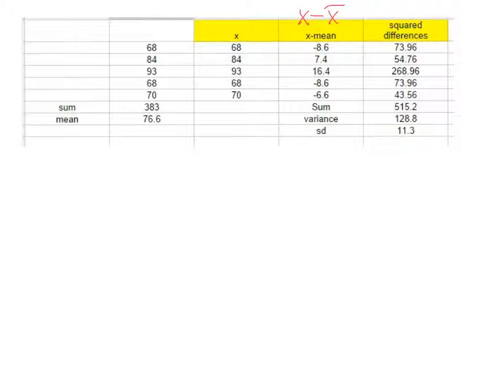Okay, or if you've got a population standard deviation, it's x minus the population mean, mu, versus x bar. But this problem specifically is asking for the sample standard deviation, so we know we're going to use x bar. So then all I did is I took 68, that's our first number here, and I subtracted 76.6, and that's how we came up with that number. And I did that for each number.